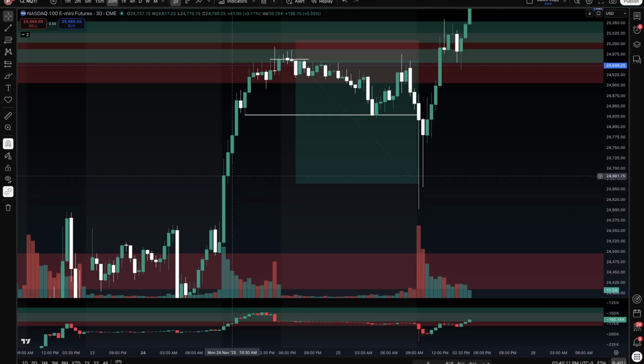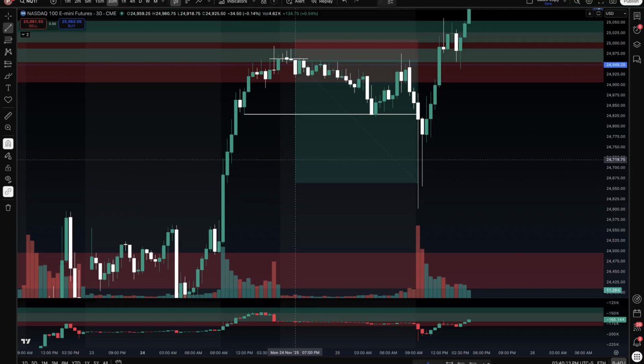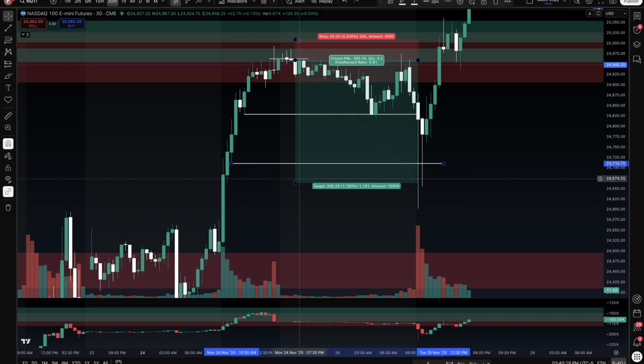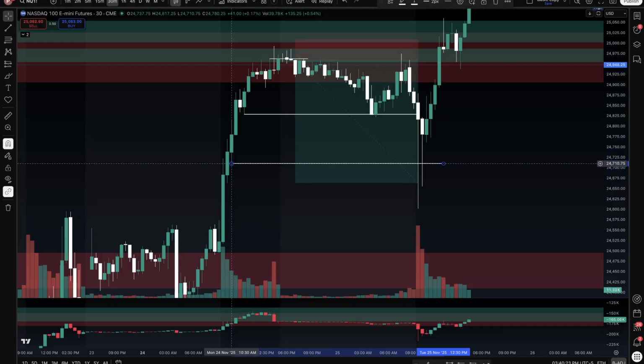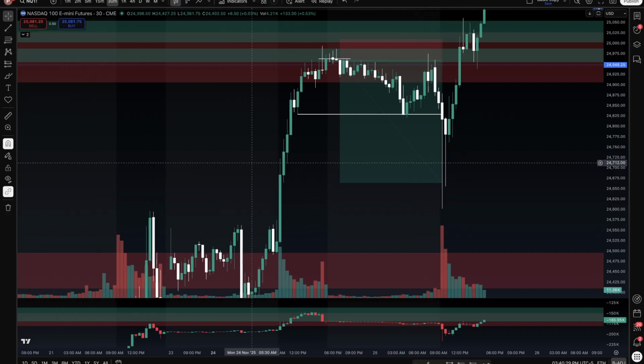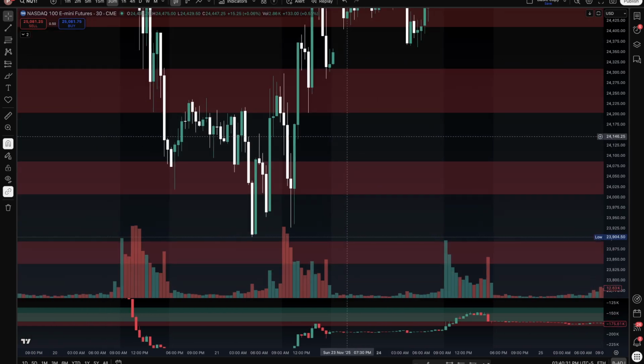I do believe the IB low was right here. The initial balance, that's going to be that first hour of market open. So that could have been a perfect target as well. Sorry, that was IB high, would have been right here. So that could have been another target. But yeah, and then now for the downside, it's the same thing.